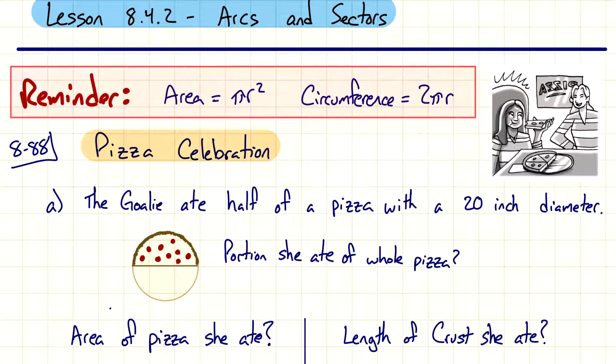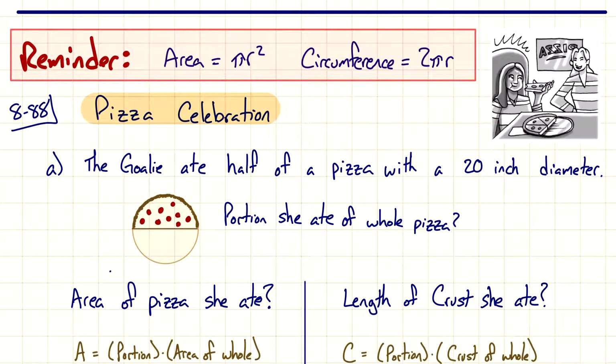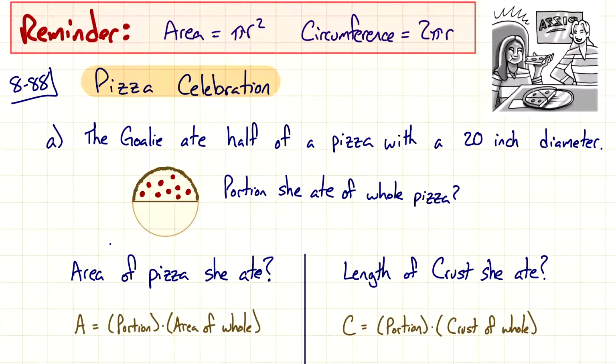All right, so in this problem, we have a pizza celebration going on. Girls ice hockey team has won the championship and has gone out for pizza to celebrate. And so we're going to be looking at calculating portions of pizza that have been eaten. So this first problem, we're looking at the goalie. The goalie ate half of a pizza with a 20-inch diameter. All right, so that information has been given to us.